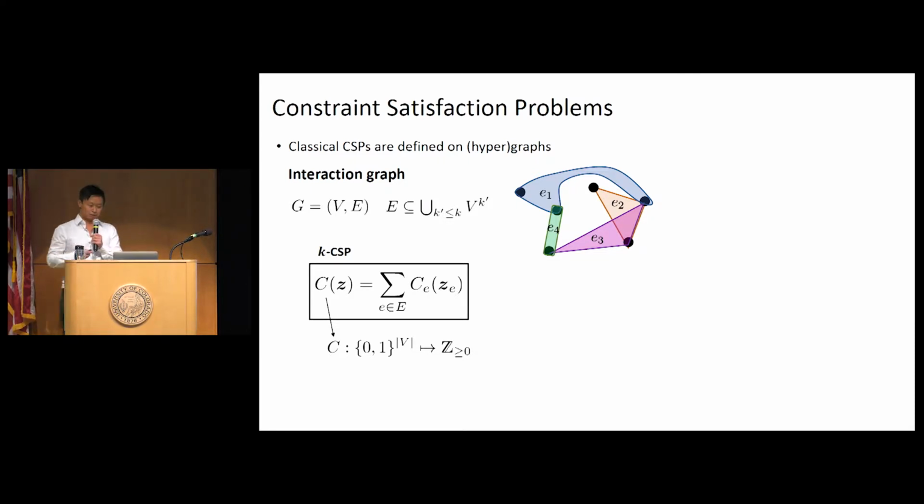It was famously proven by Cook and Levin that the problem of deciding whether the minimum number of constraints violated is 0 or positive is an NP-complete problem.